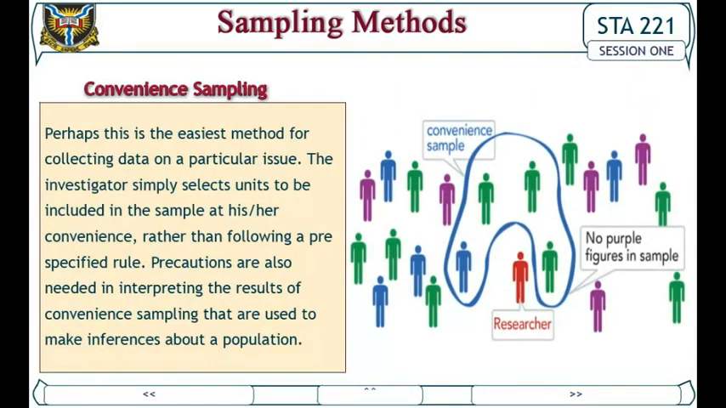3. Convenience sampling. Perhaps this is the easiest method for collecting data on a particular issue. The investigator simply selects units to be included in the sample at his or her convenience rather than following a pre-specified rule. Precautions are also needed in interpreting the result of convenience sampling that are used to make inferences about a population.